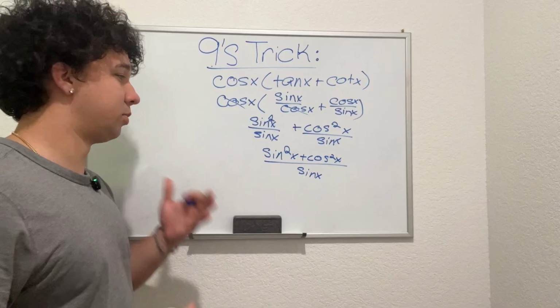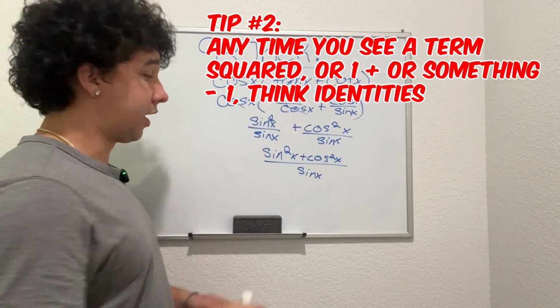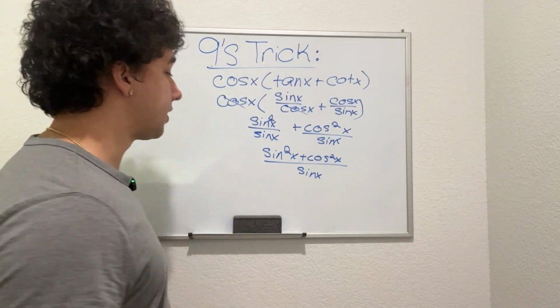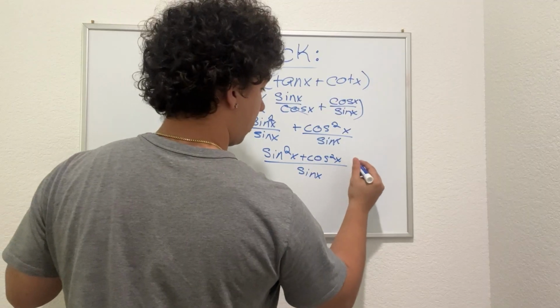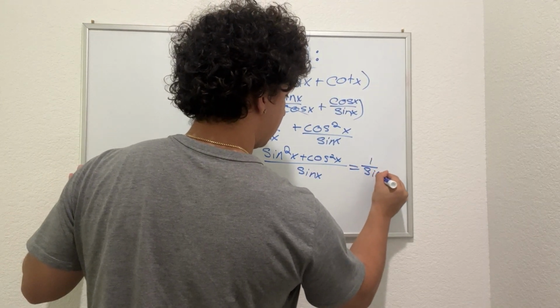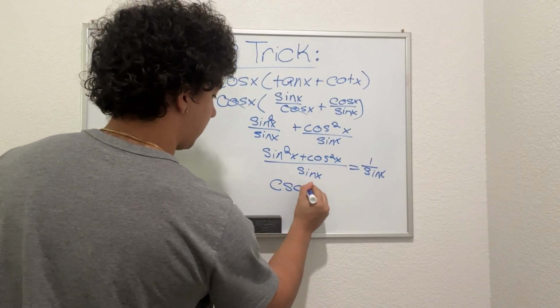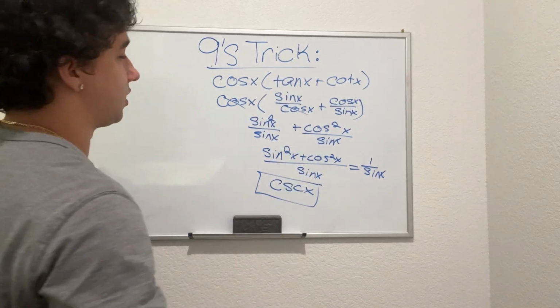Just a little bit of advice here. Anytime you see sine squared, cosine squared, either adding to each other or plus 1, instantly think Pythagorean identities. In this case, sine squared x plus cosine squared x is equal to 1. So this is 1 over sine x, aka cosecant x, giving us the fully simplified version right there.